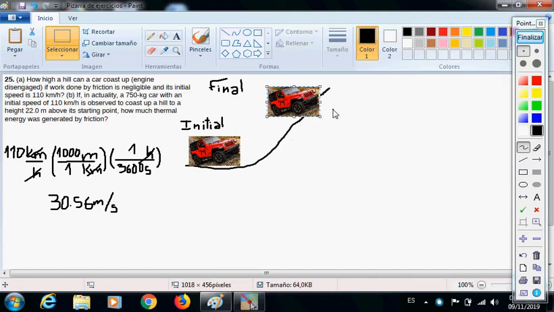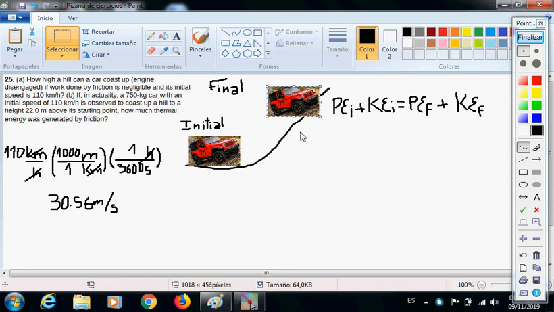So remember that I told you that we have to use the formula for conservative systems. That means the initial potential energy plus initial kinetic energy equals the final potential energy plus the final kinetic energy.